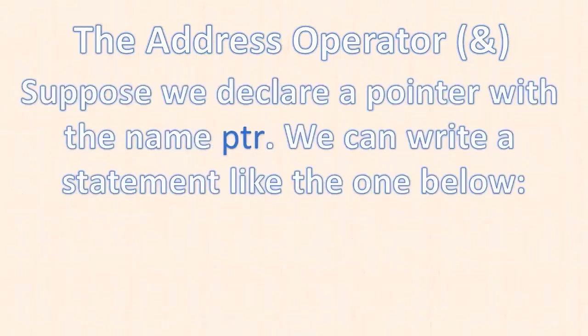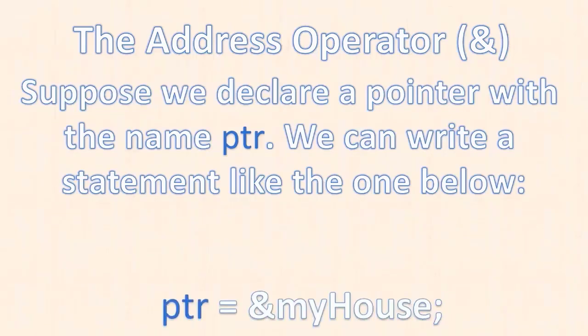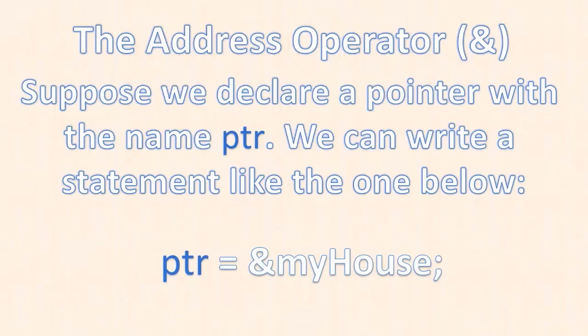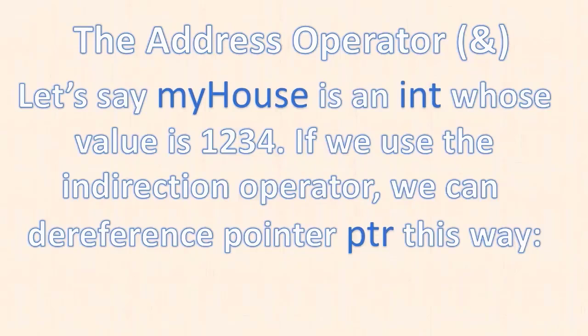Suppose we declare a pointer with the name PTR. We could write a statement like this. We could say that PTR points to my house. However, the actual value of PTR is the memory address in hexadecimal of the variable my house. Let's say my house is an integer whose value is 1, 2, 3, 4. If we use the indirection operator, we could dereference pointer PTR this way.